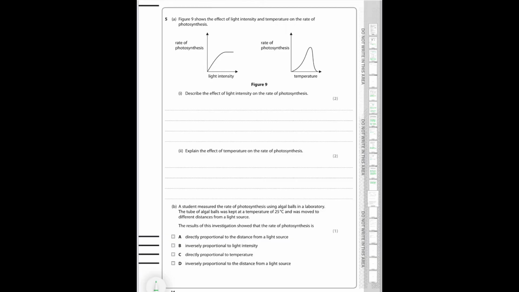Figure 9 shows the effect of light intensity and temperature on the rate of photosynthesis. So part 1 says to describe the effect of light intensity on the rate of photosynthesis. So here we can say that as the light intensity increases, the rate of photosynthesis increases until light intensity has stopped being the limiting factor, and that's where the graph levels off.